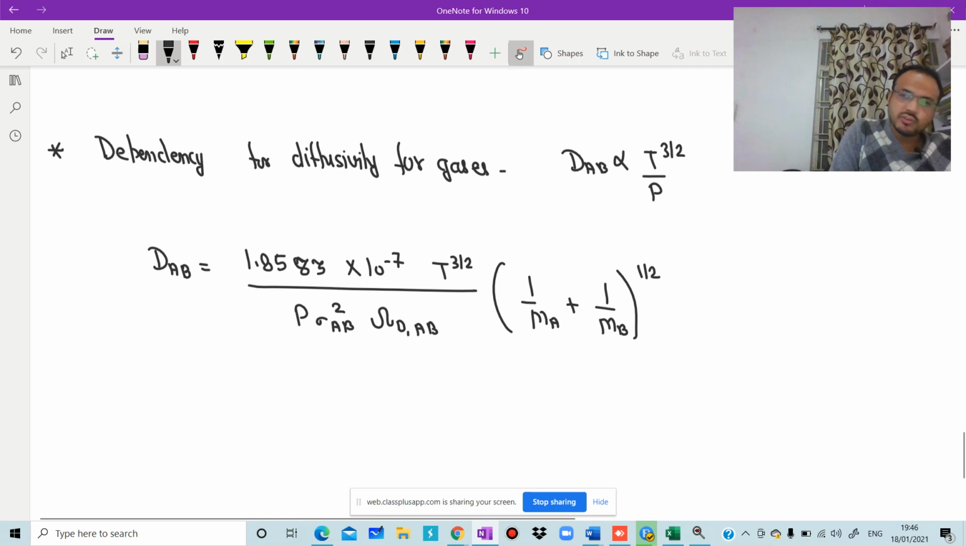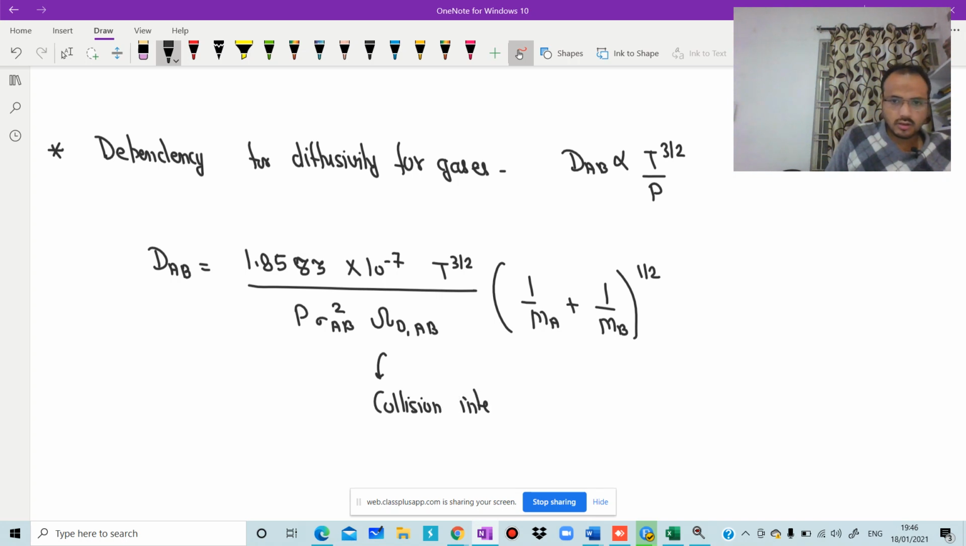Here DAB is the diffusivity in meter square per second, T is temperature in Kelvin, P is absolute pressure, MA is the molecular weight of A in kg per kilomole, MB is the molecular weight of B, sigma AB is the average collision diameter, and omega D is the collision integral based on the Lennard-Jones potential.